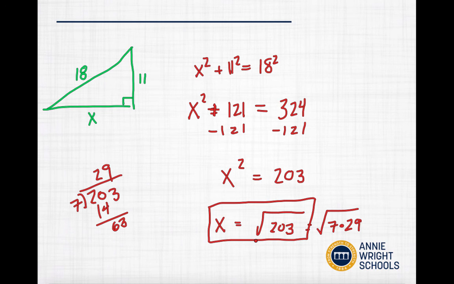If you wanted a rounded approximation, you would use your calculator and you would find out that this is about 14.248. I'm using a calculator. Don't think I can just do that in my head. Good? And that would be units. Whatever the 11 and 18 are measured in, x would be measured in the same. I like doing this on the calculator at this point just to make sure, yeah, my answer makes sense. You know, it's smaller than 18.